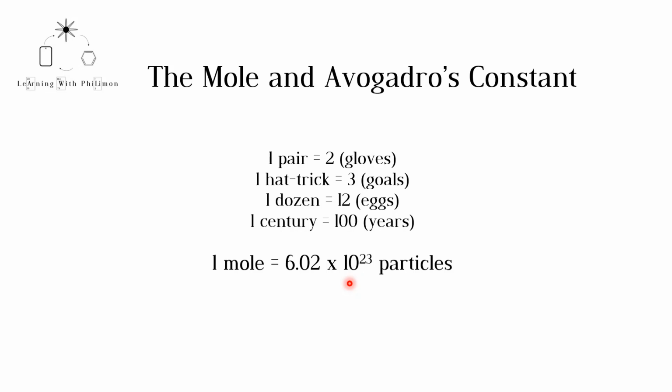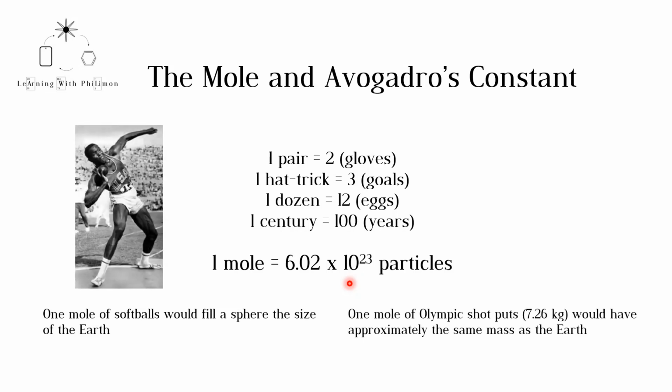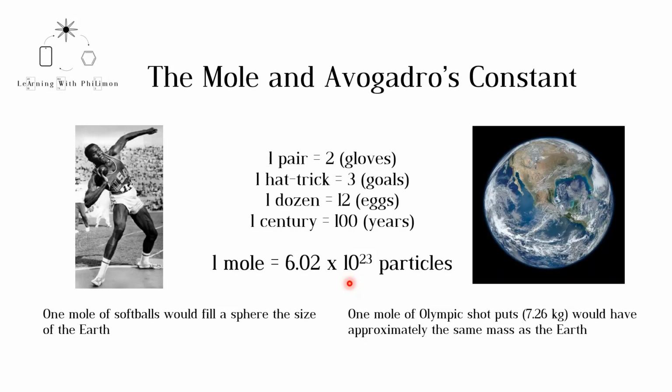To get an idea of how large this number is, you can imagine that if you had 1 mole of softballs, you would fill a sphere the size of the Earth. 1 mole of Olympic shot puts that weigh 7.26 kilograms would have approximately the same mass as the Earth. Because in chemistry we are dealing with moles of atoms or molecules, the mass and size is minuscule.